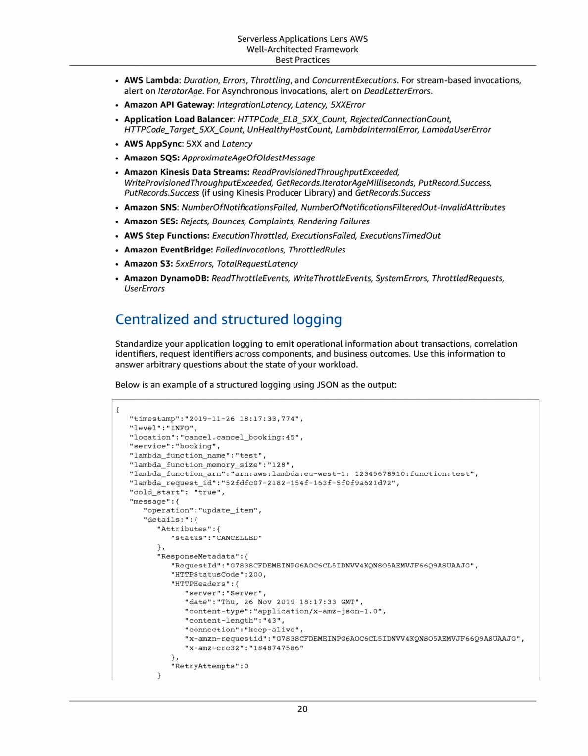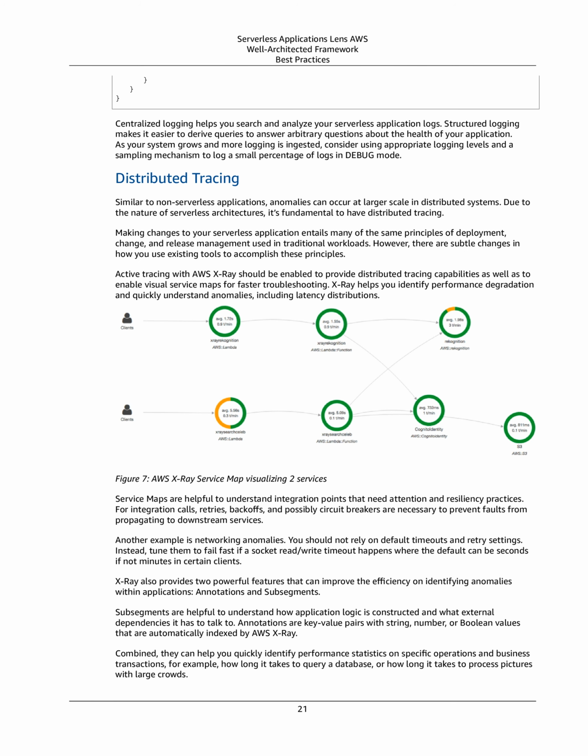Standardize your application logging to emit operational information about transactions, correlation identifiers, request identifiers across components, and business outcomes. Use this information to answer arbitrary questions about the state of your workload. Centralized logging helps you search and analyze your serverless application logs. Structured logging makes it easier to derive queries to answer arbitrary questions about the health of your application.